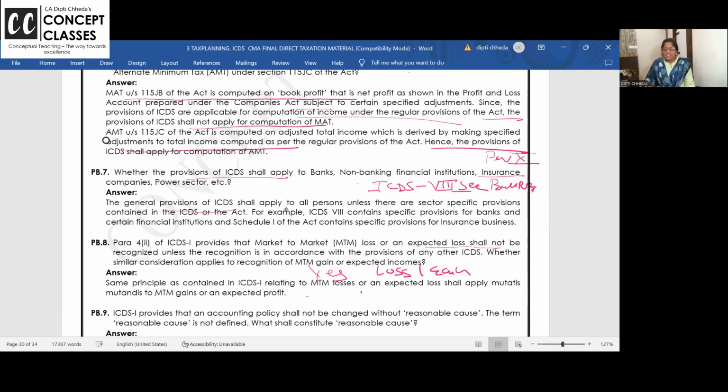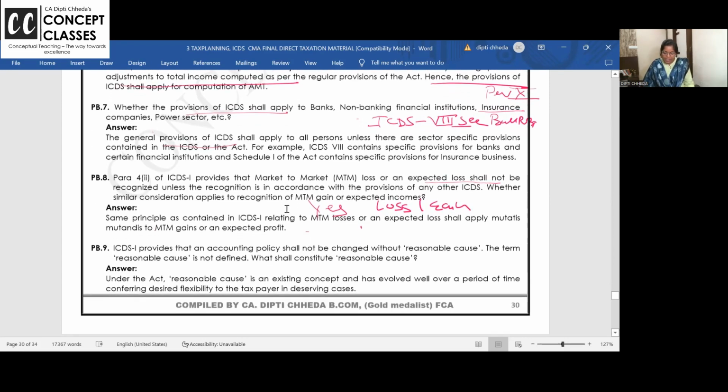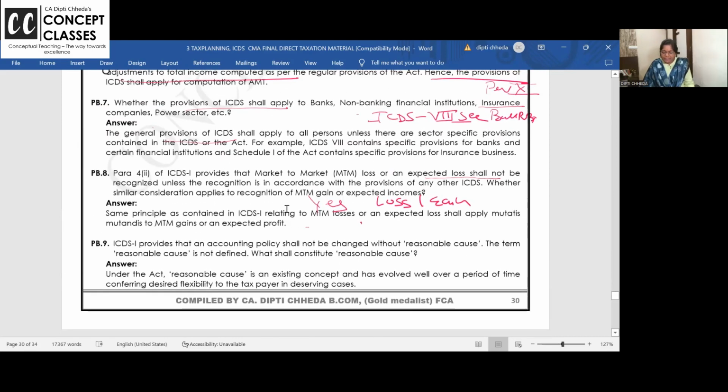And the reason is, final accounts of banks are not prepared as per the Companies Act. They are prepared as per the Banking Regulation Act, and that's why. Now, is this clear? Yes, ma'am, clear. Okay, the eighth one we have done. The eighth one is very simple.